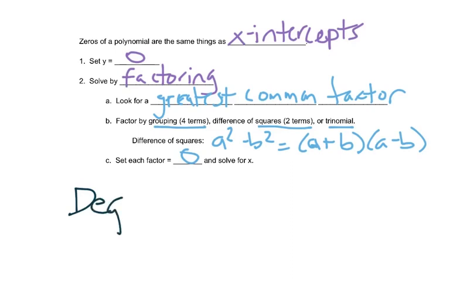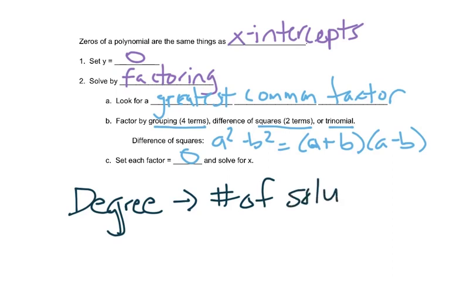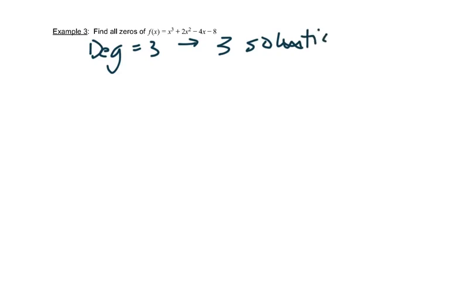The degree tells you the number of solutions. So if that highest exponent is 3, there should be 3 answers. If that highest exponent is 5, or degree 5, there should be 5 answers. So here we can see that the degree is equal to 3, so there should be 3 solutions or 3 x-intercepts.